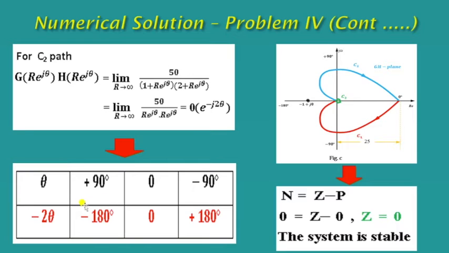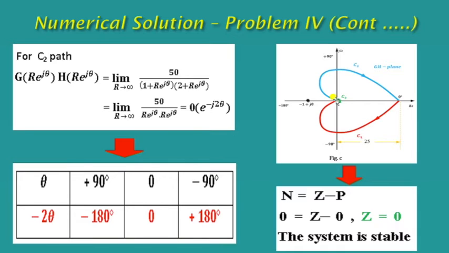So the starting of the C2 path and the ending of the C1 path are always the same. So this is 180 and the magnitude is 0. This is the starting of the C2 path. Then 180 to 0, then plus 180. This is the finishing point. That means minus 180 to 0 to plus 180. And this direction is counterclockwise. This point is the ending of the C2 path.